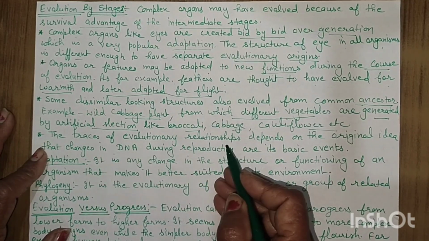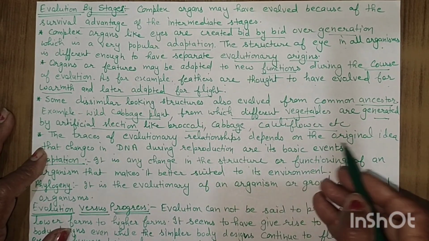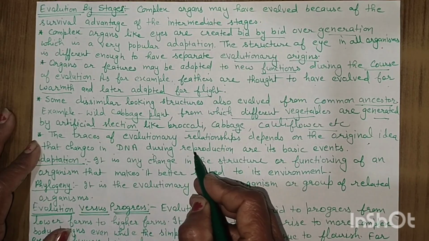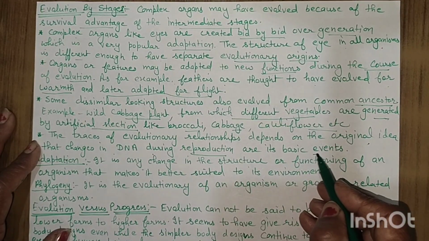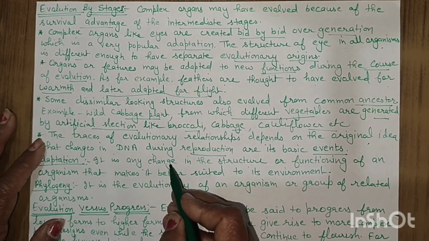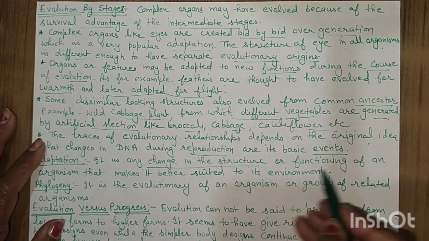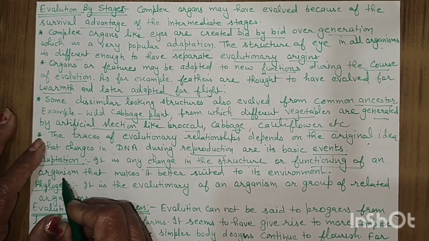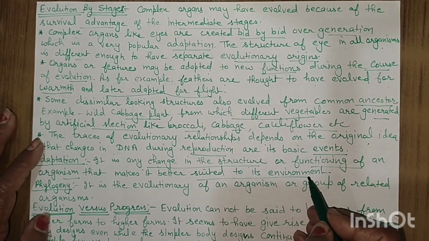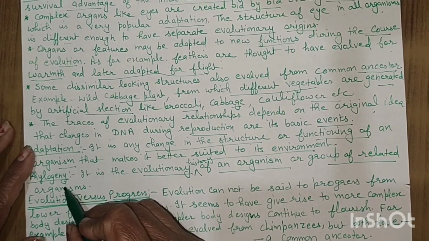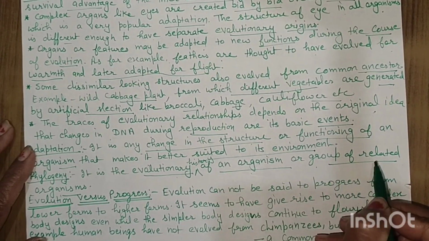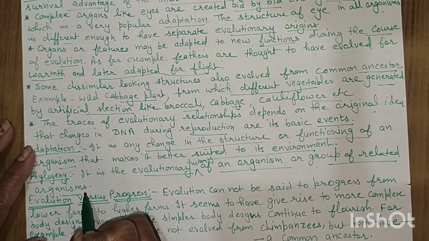The tracing of evolutionary relationships depends on the original idea that changes in the DNA during reproduction are its basic events. Now, what is adaptation? It is any change in the structure or the function of an organism that makes it better suited to its environment. Now, what is phylogeny? It is the evolutionary history of an organism or group of related organisms.